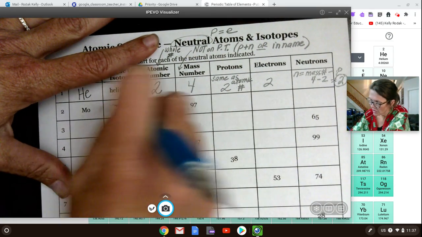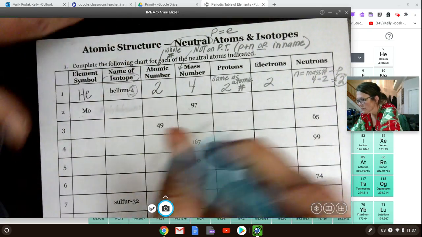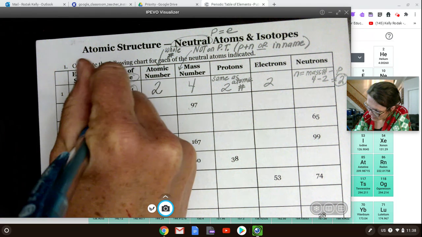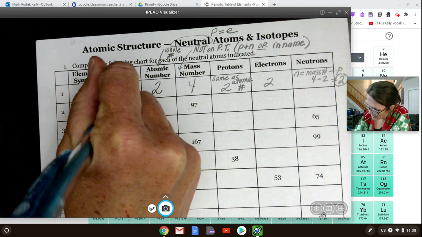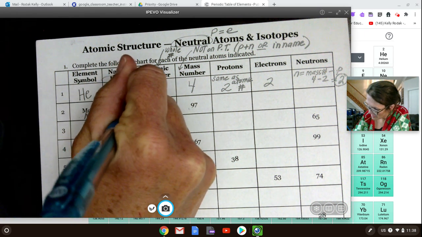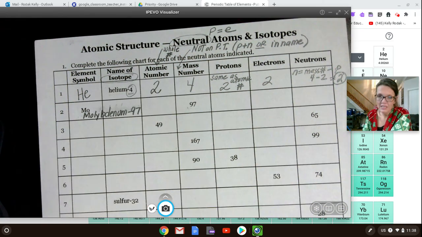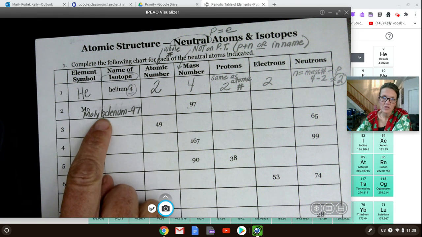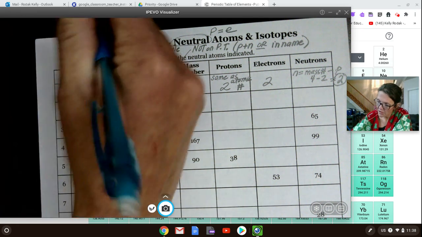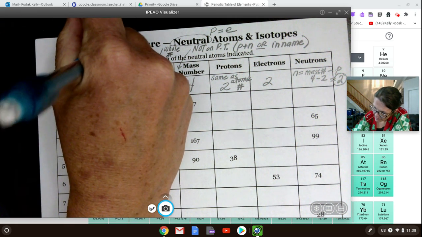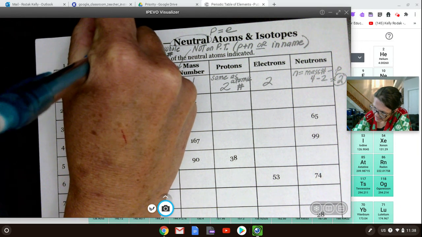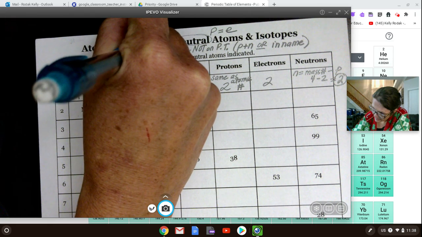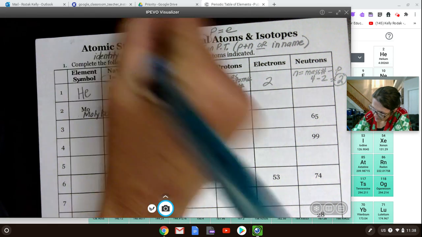And I think I'm actually going to try to rewrite this a little differently so we can get that in there. So this is molybdenum. Sorry about that tiny box. I usually do a better job with that. Molybdenum 97. So the name of the isotope always has to include the identity and the mass number. So I'm just going to write that up here. So it's got the identity and mass number.